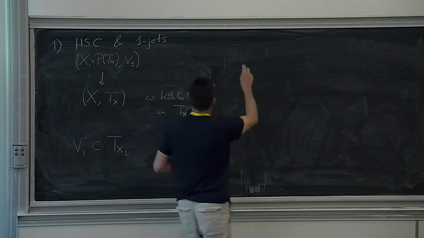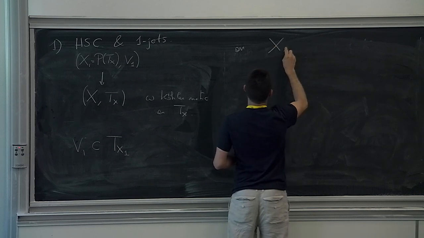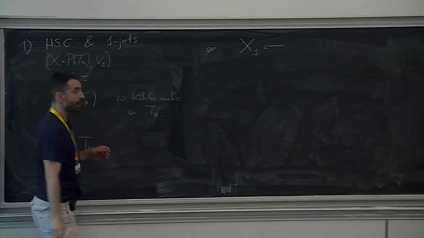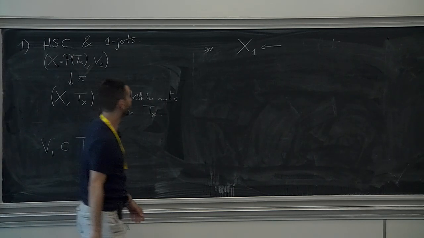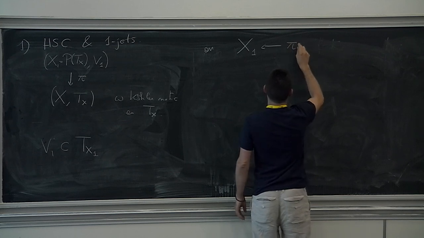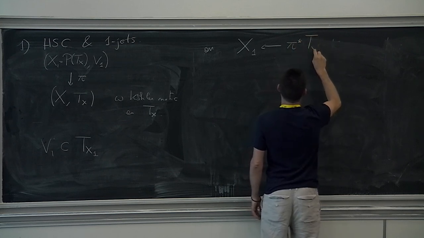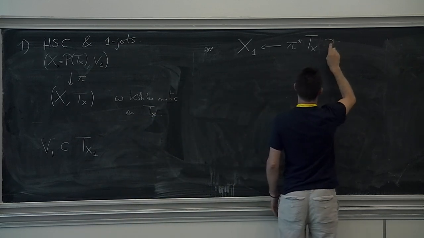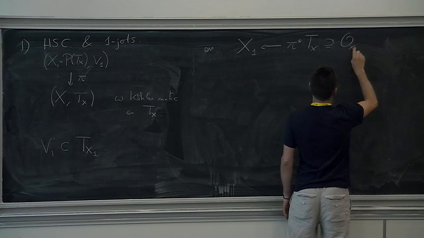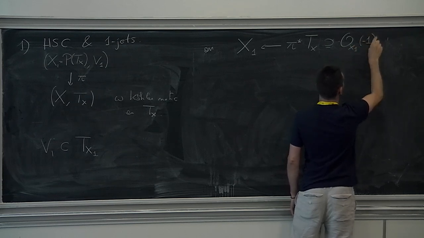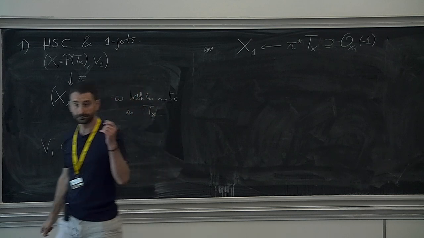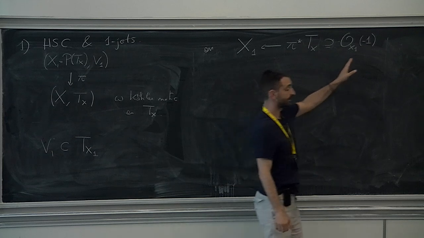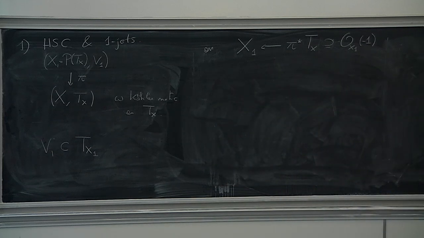So on X1, call it pi. Yesterday I called it pi 1, but now we have just one floor, so let me call it pi. You have this pi star of TX, and inside here you have this O_{X1}(-1), the tautological line bundle. Once again, the restriction of this to a fiber is nothing more than O(-1) on the projective space.